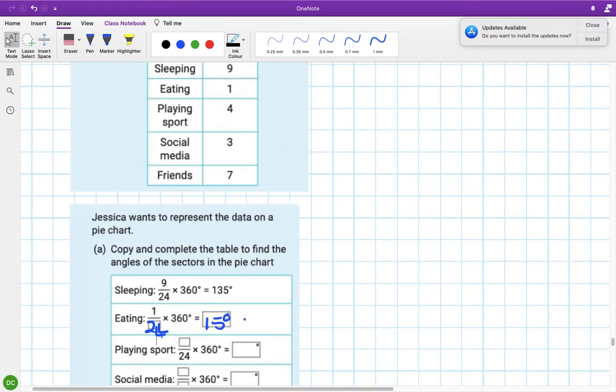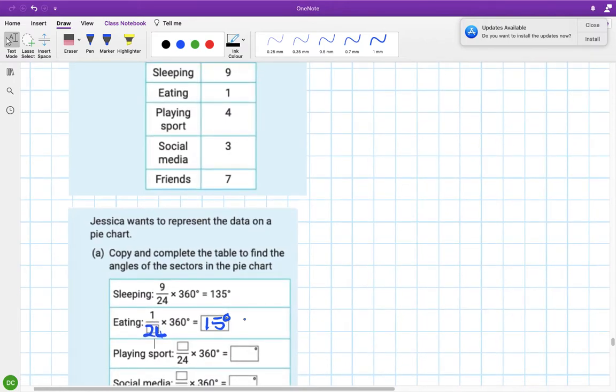Okay, so eating, she spent 1 hour eating out of her 24 hours, so 1 over 24 multiplied by 360, that is 15 degrees. Playing sport is 4 out of 24 multiplied by 360, so that's 60.